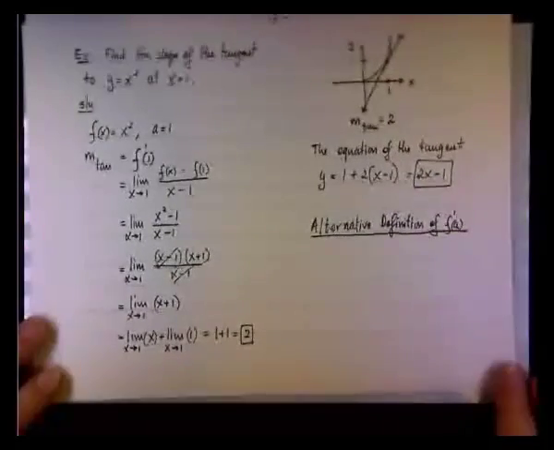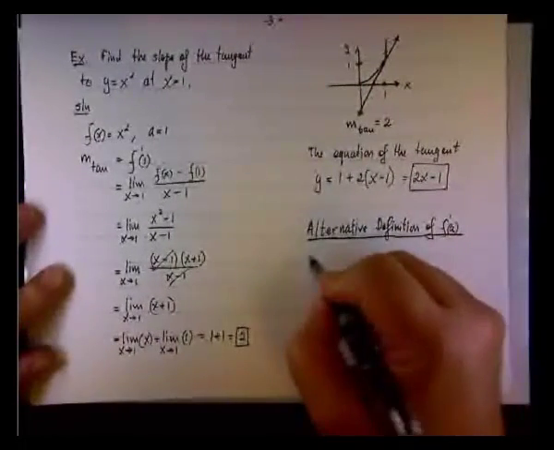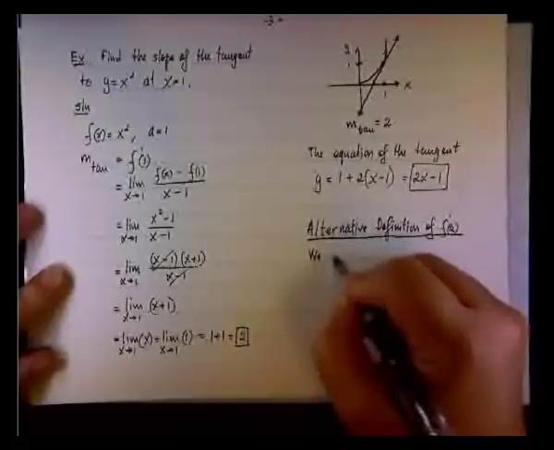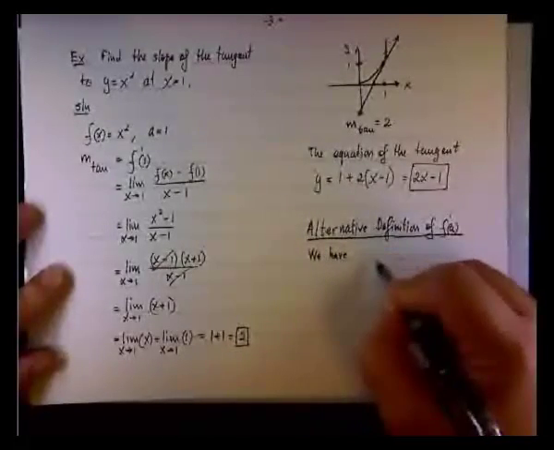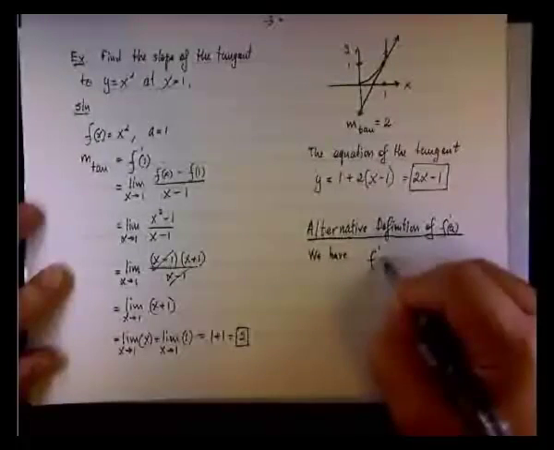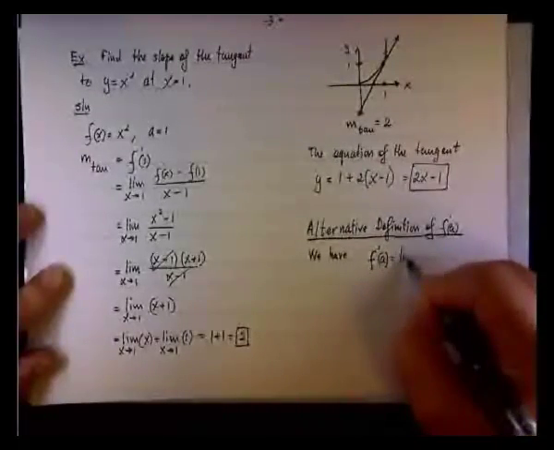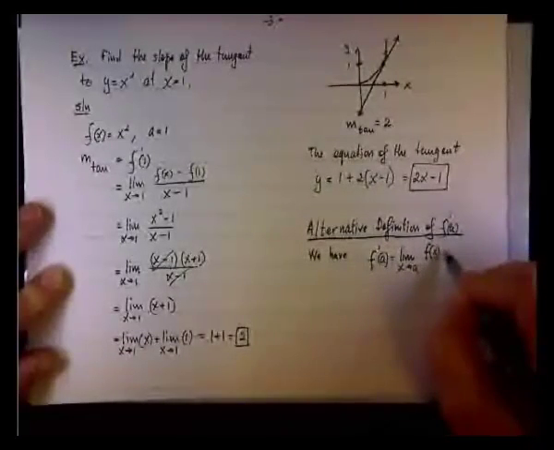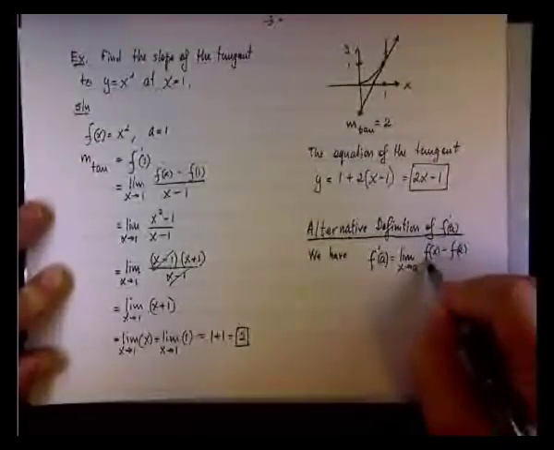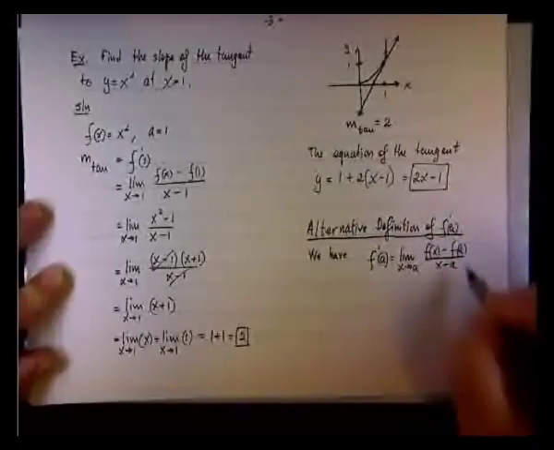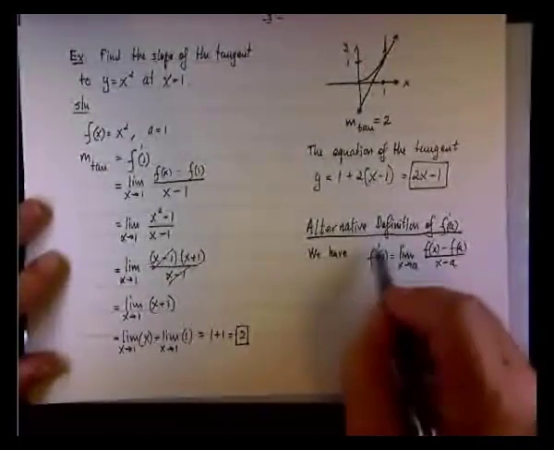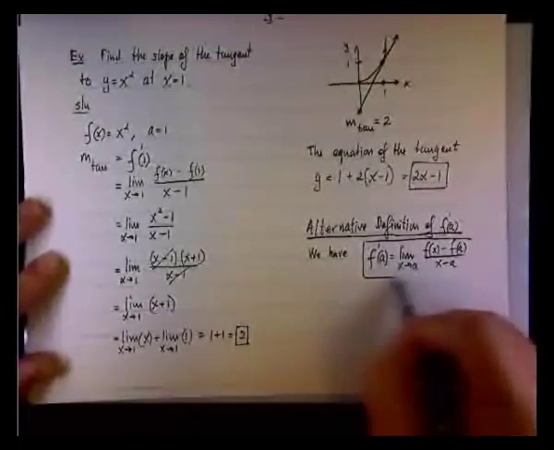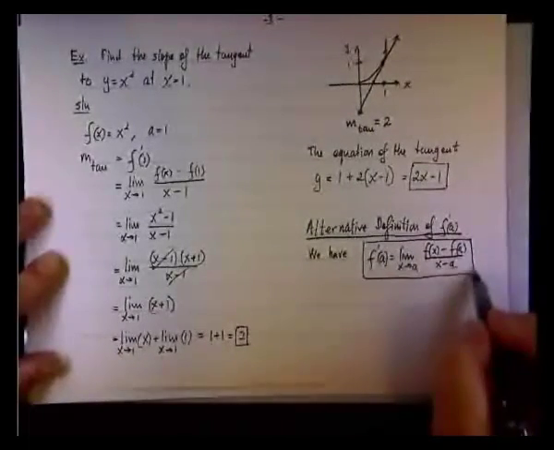So let's start with the previous definition. We have the definition f prime of a equals the limit as x approaches a of f of x minus f of a, divided by x minus a. And this is a good definition. It's valid, but at times it will be more convenient to use a slightly modified definition.